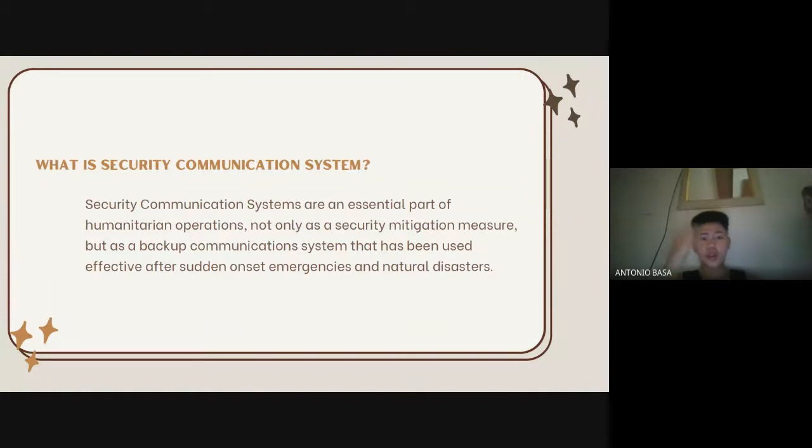Security systems are an essential part of humanitarian operations, not only as a security mitigation measure, but as a backup communication system that has been used effectively after a sudden onset emergency and natural disasters. So with such widespread influence, it is imperative that security has an internal voice in the form of communications representation, ensuring policies, procedures, and relevant breaking news items are universally and regularly communicated.